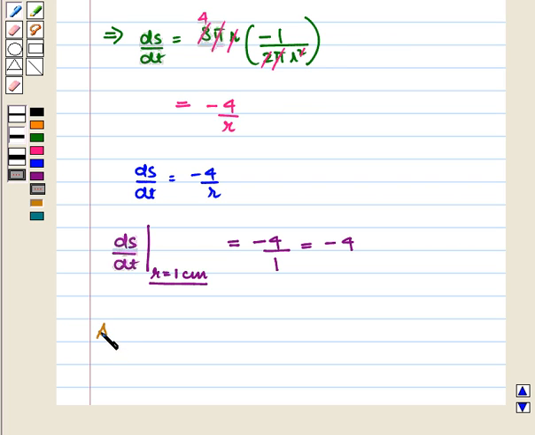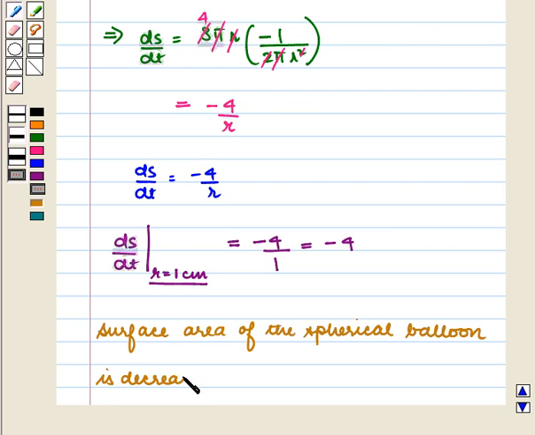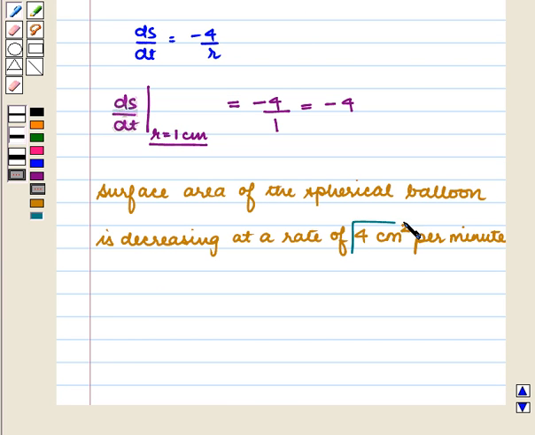This implies the surface area of the spherical balloon is decreasing at a rate of 4 square centimeters per minute. This is the required answer.